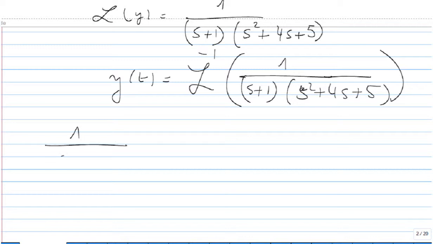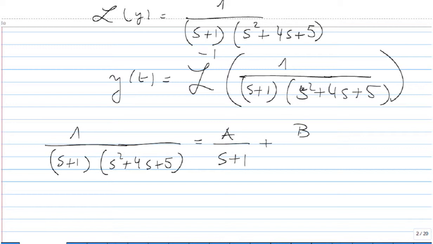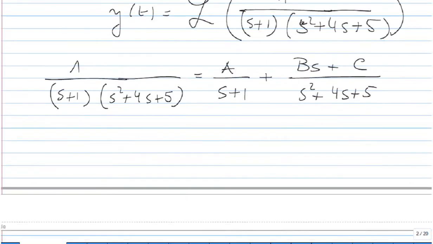We know that 1 over s plus 1 times s squared plus 4s plus 5 is going to be equal to a over s plus 1 plus bs plus c over s squared plus 4s plus 5. I forgot to mention that s squared plus 4s plus 5 has imaginary roots, so we cannot factor it anymore. So in this problem, I'm going to fully complete the whole calculations, and I'm going to try to find a, b, and c. So let us now reduce to the same denominator.